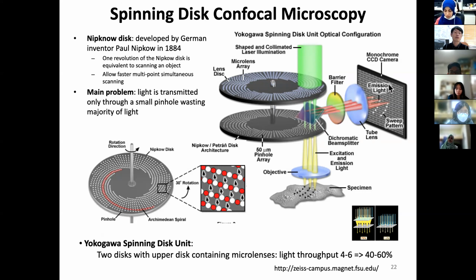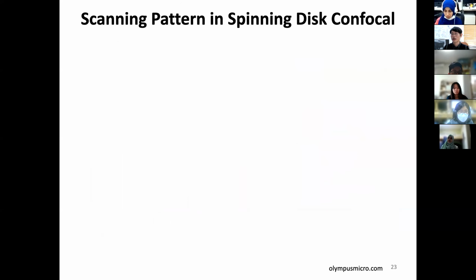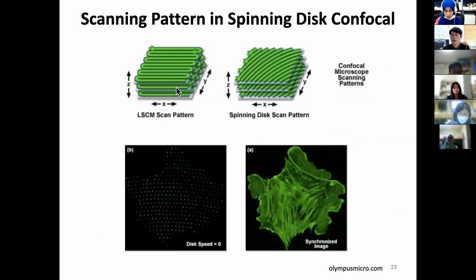And this is a great way. It's a way of parallelizing your points to detect separately from each other. So now you don't have to use a single pixel detector, but you can use a fast CCD camera. So that's a revolution, and I just want to show how it looks.